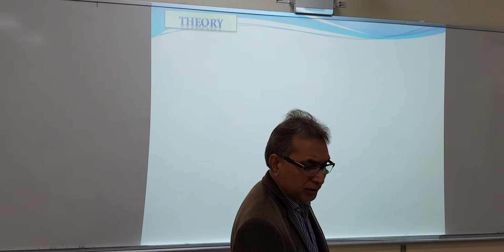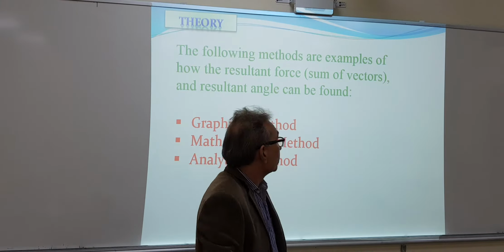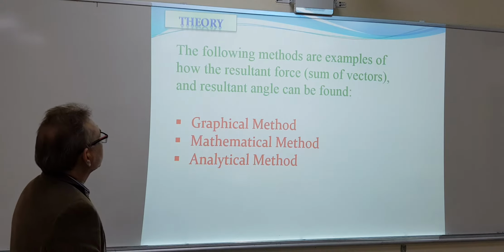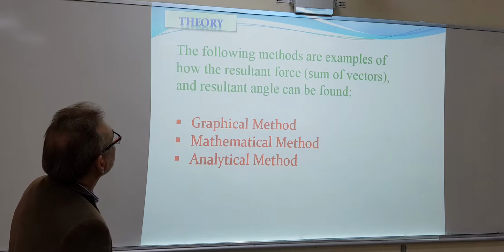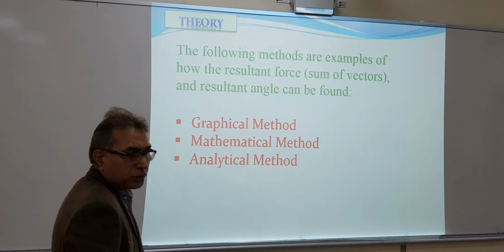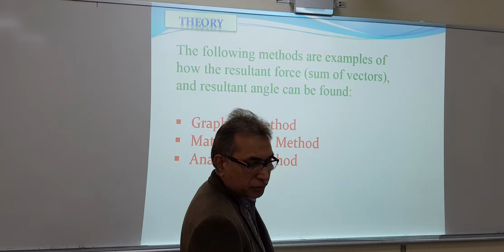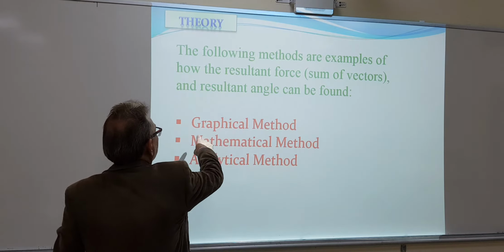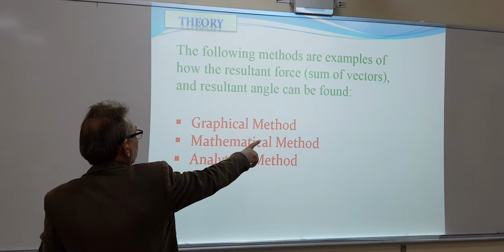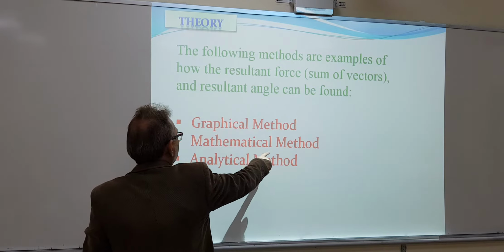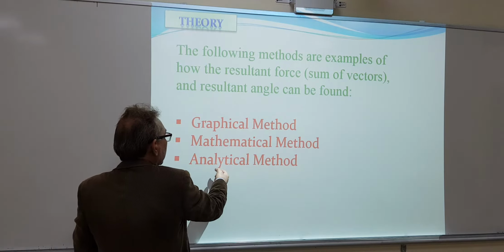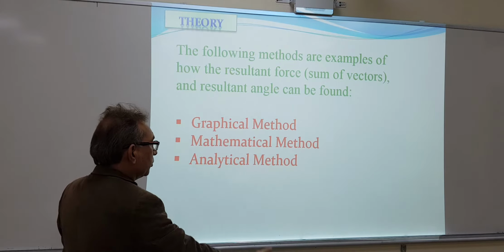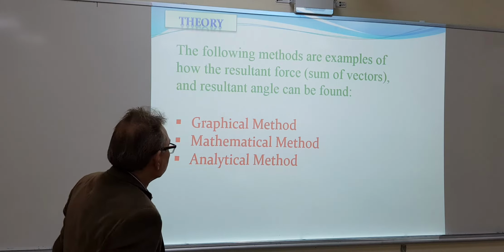What is the theory, the idea behind it? You have done in chapter number 3, vectors and two-dimensional motion, how you add two vectors. We will explain it in detail. So we have three methods: the graphical method, which you already did in chapter number 3, the mathematical method, and the analytical method, meaning the component method, the x and y components of vectors. We will discuss in detail now.